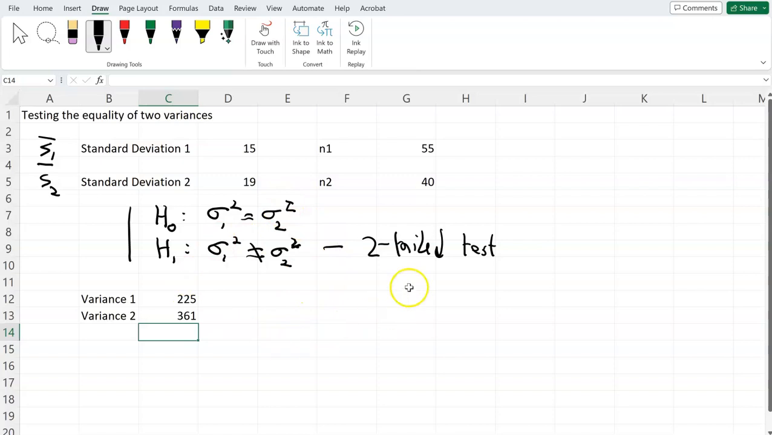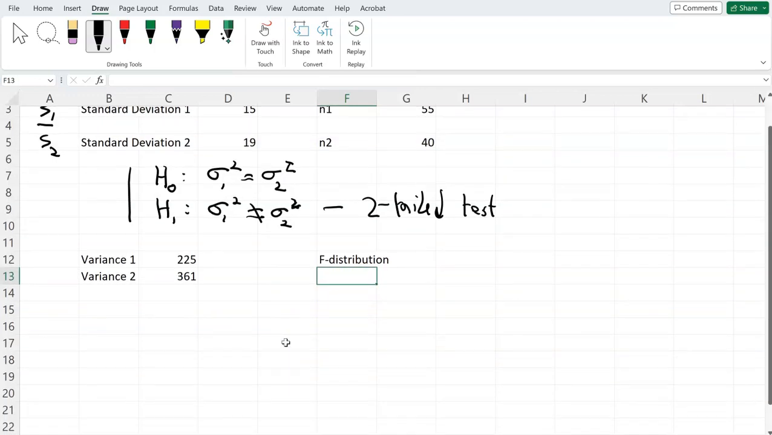Now, to do this test, we are going to use something called an F distribution. So we are not going to use the normal distribution or the T distribution. We will use something called the F distribution. It is a different kind of distribution, and it takes in basically the F value, which we will find, or the F stat, and then we are going to compare it with the critical value of F and then do our analysis.